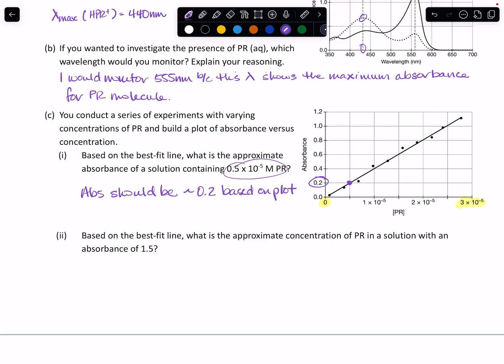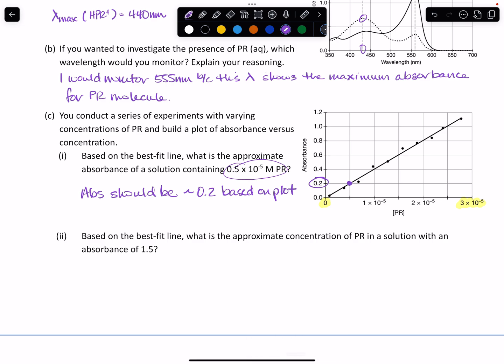Based on the best fit line, what is the approximate concentration of PR in a solution with an absorbance of 1.5? Well, if I look, my absorbance goes from 0 to 1.2. So this is off the plot.